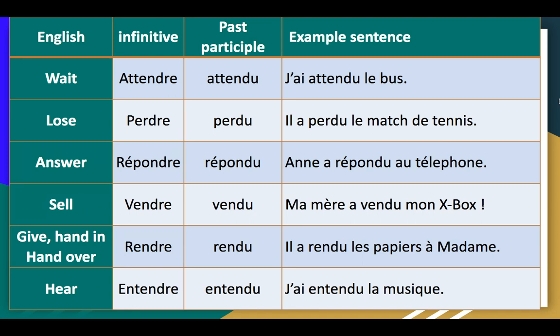Okay, the next one, to sell. The infinitive is vendre, right? Vendre. We just took a test on that. The past participle, vendu. It's a U. Ma mère a vendu mon Xbox. That'd be terrible, wouldn't it?